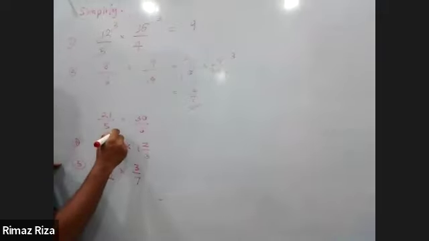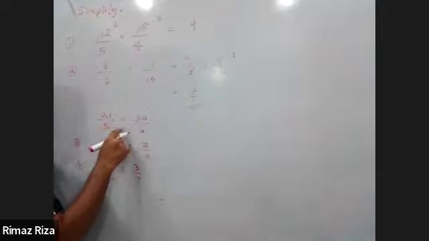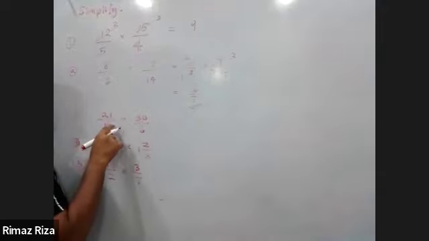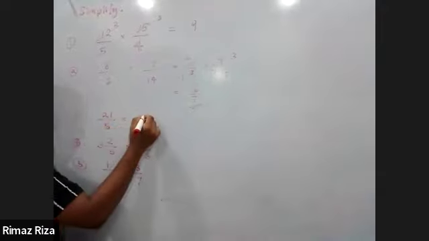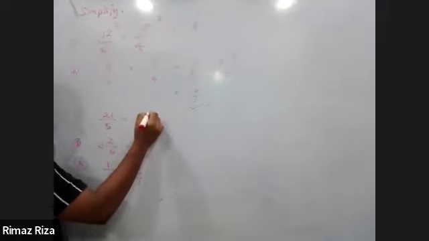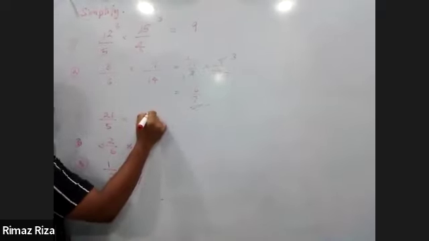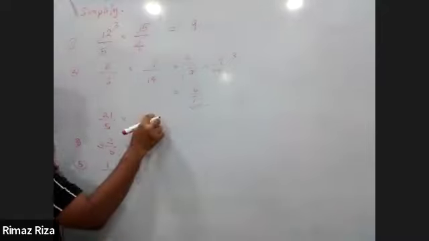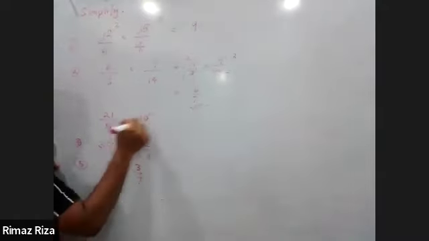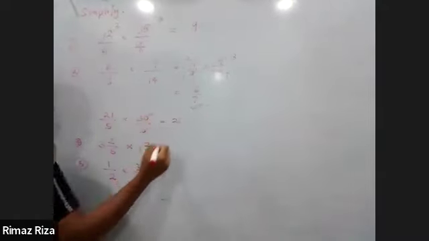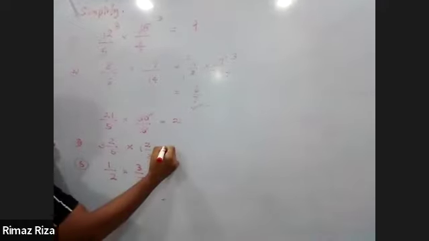So here we can simplify. The 30 divided by 5 is 6, and 6 and 6 cancel. So the answer is 21. Okay, and the next one.